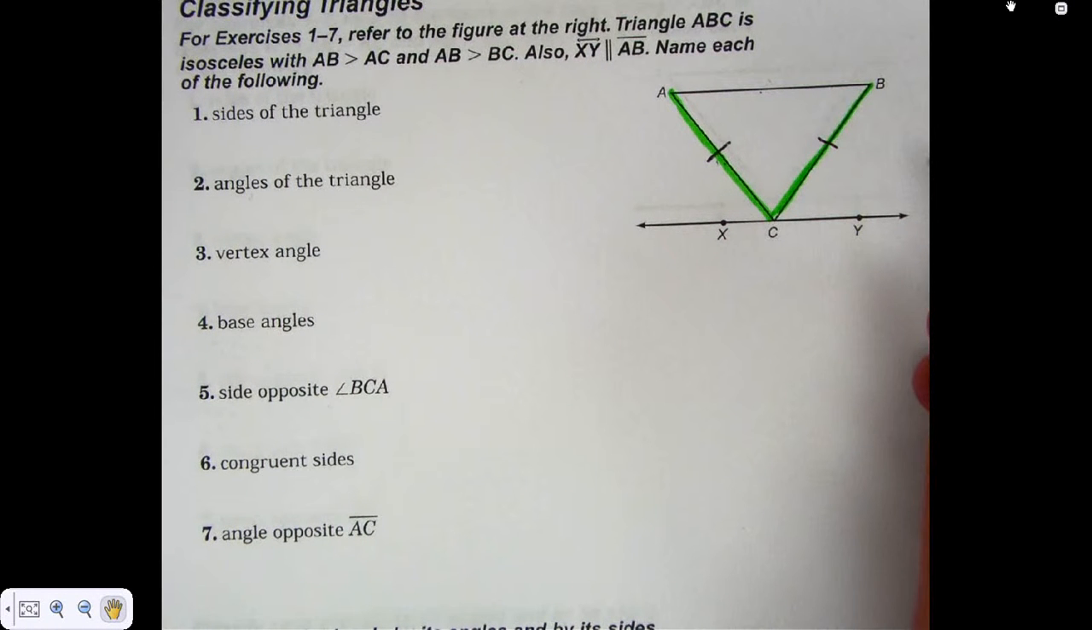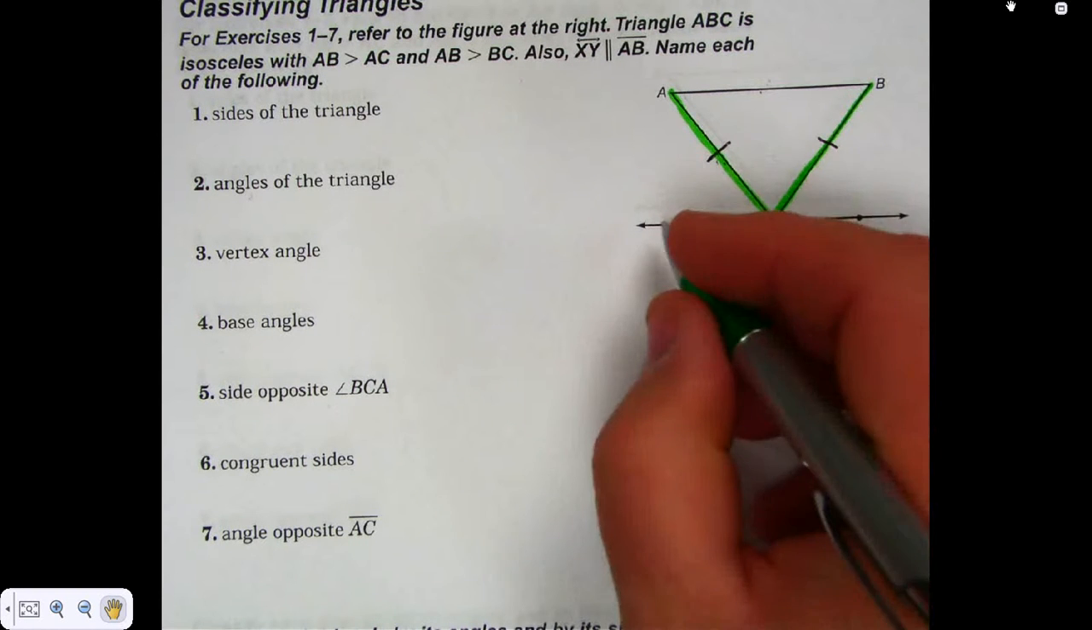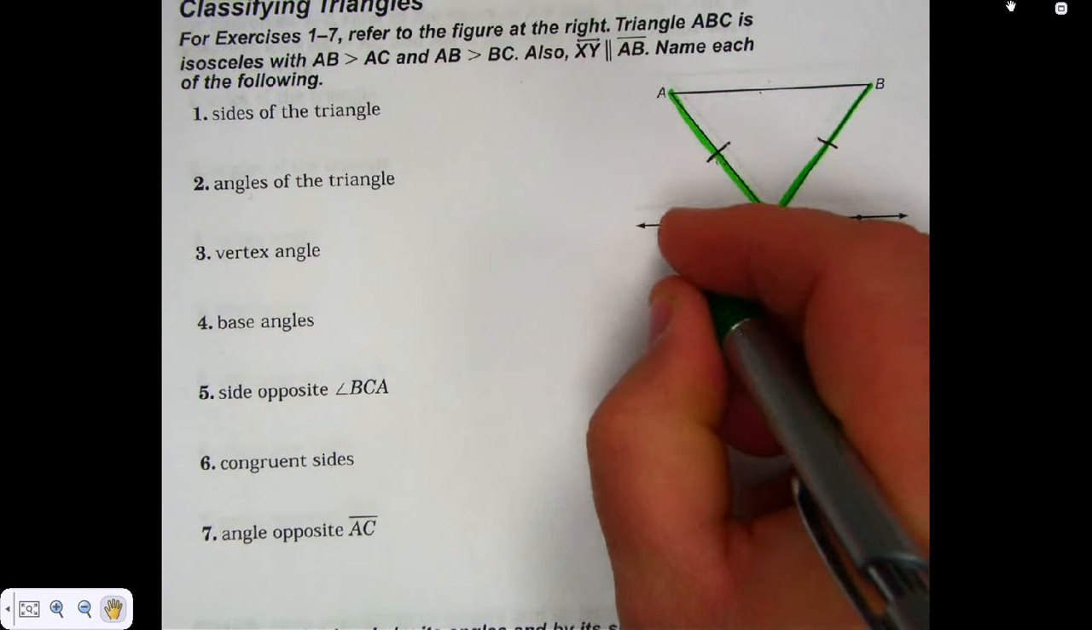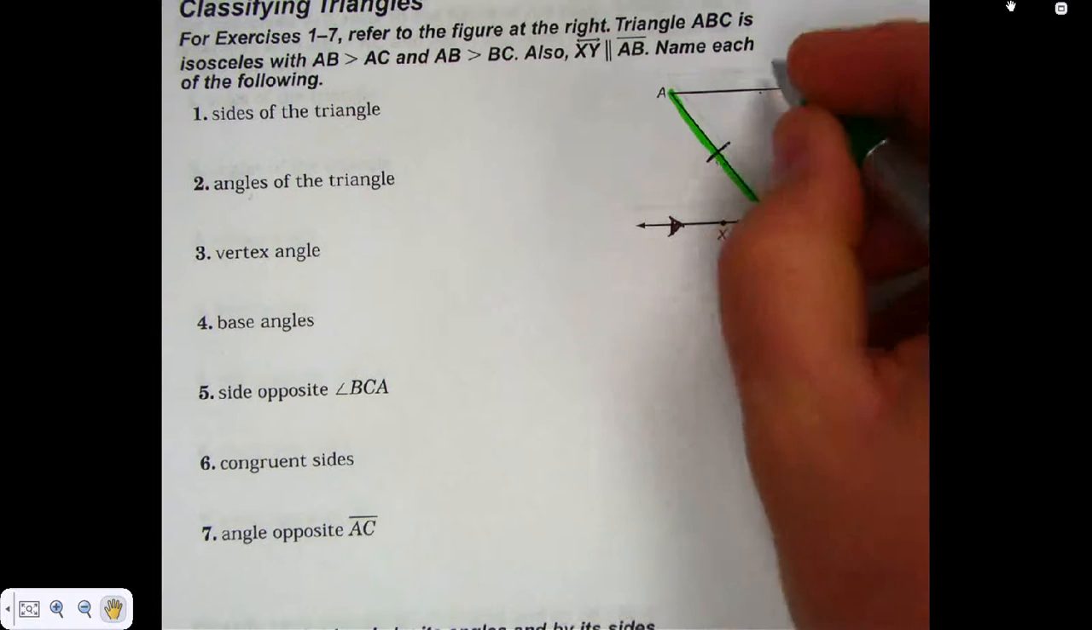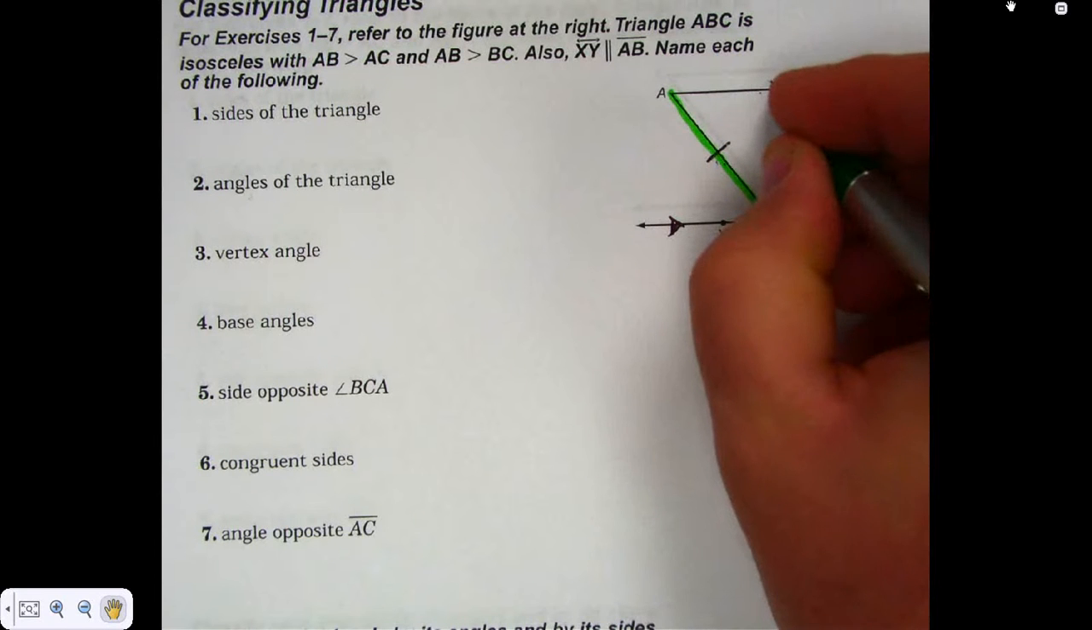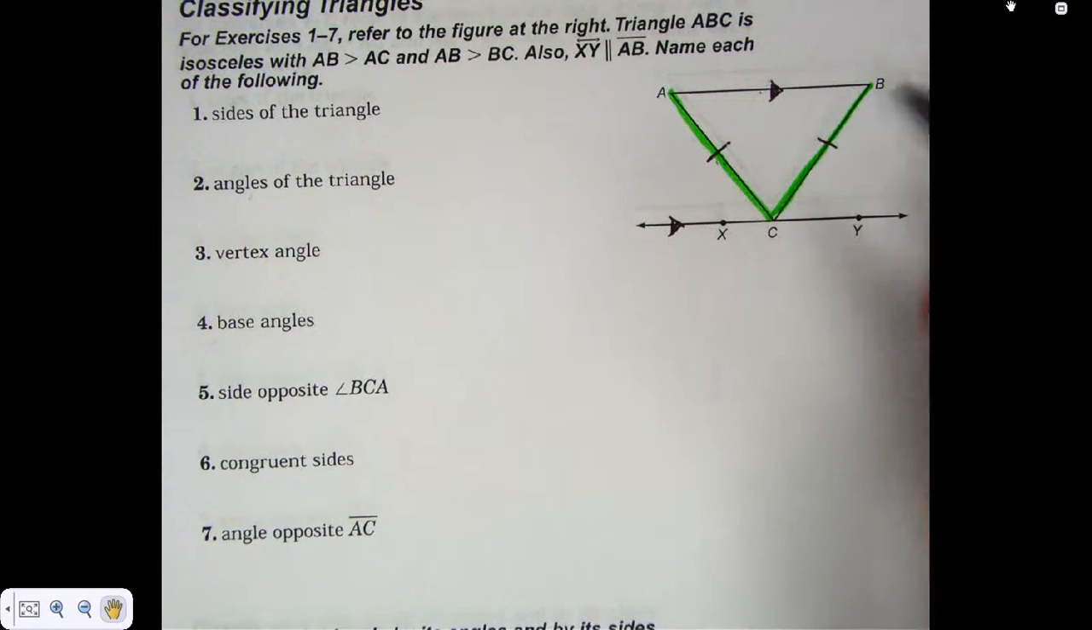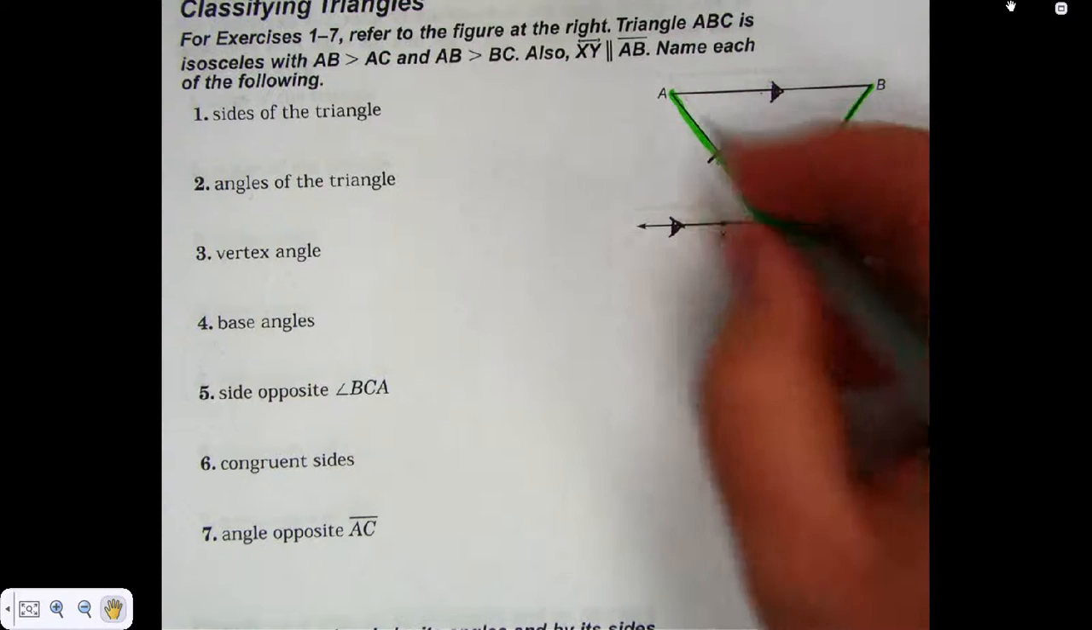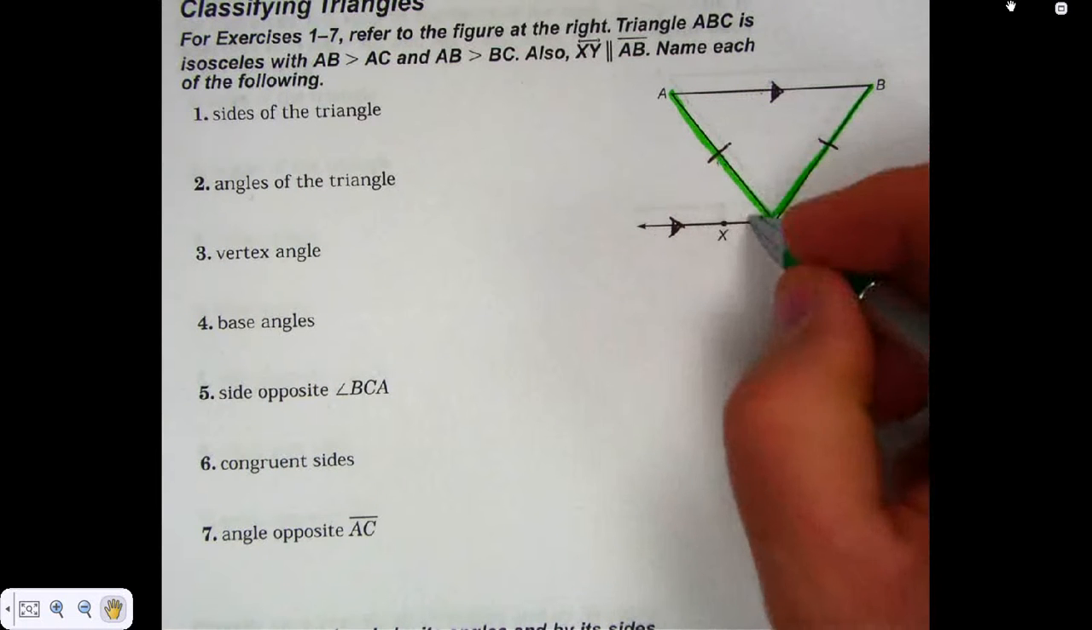Also, XY is parallel to AB. So these two are parallel. Well, the reason they did that is because now I have transversals. I can say that angle is congruent to that angle, can't I?